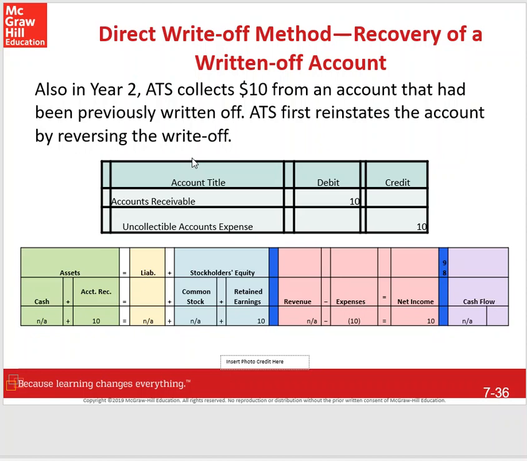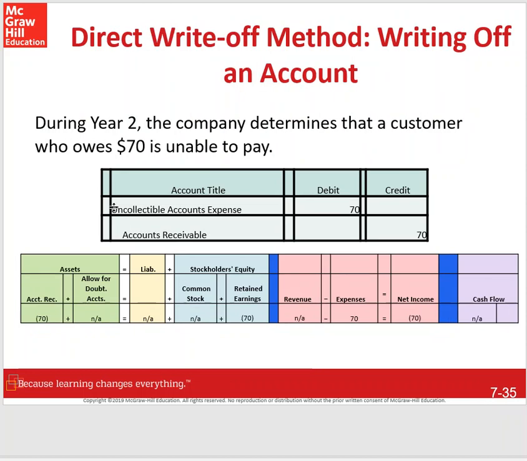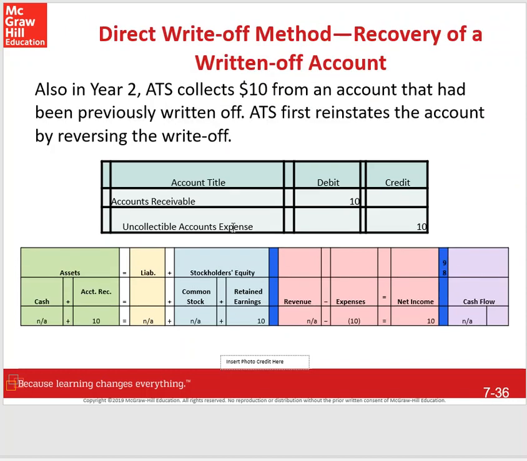So if we're using direct write-off method, then we do the opposite of however we wrote that off. So on the previous slide, our write-off was debit uncollectible accounts expense, credit accounts receivable. So now to do our reinstatement, we do exactly the opposite, flipping that journal entry over. We debit accounts receivable and we credit uncollectible accounts expense.